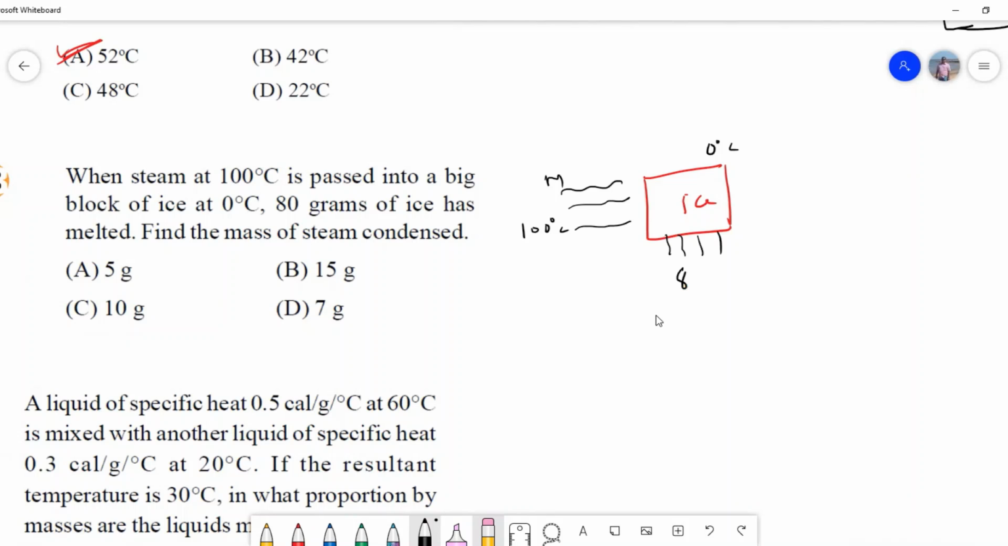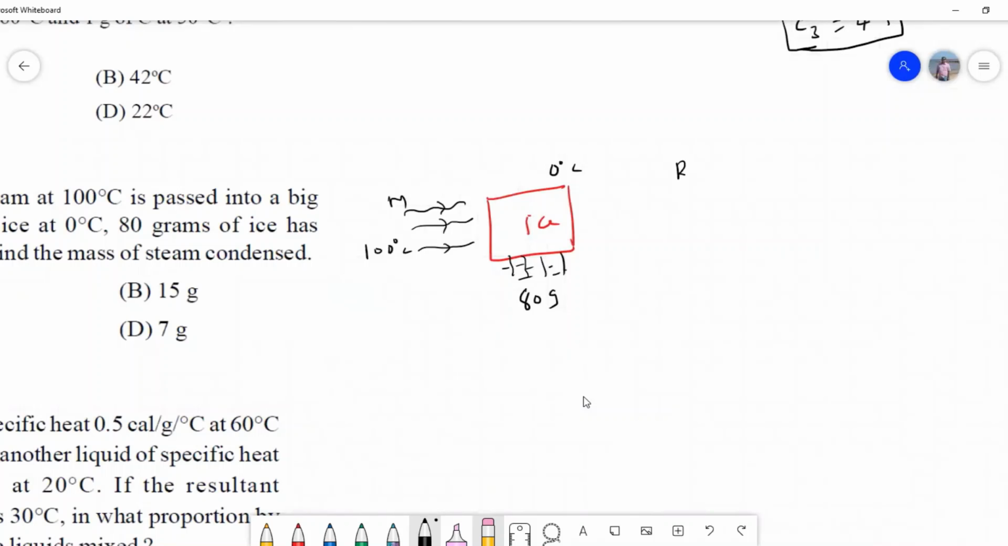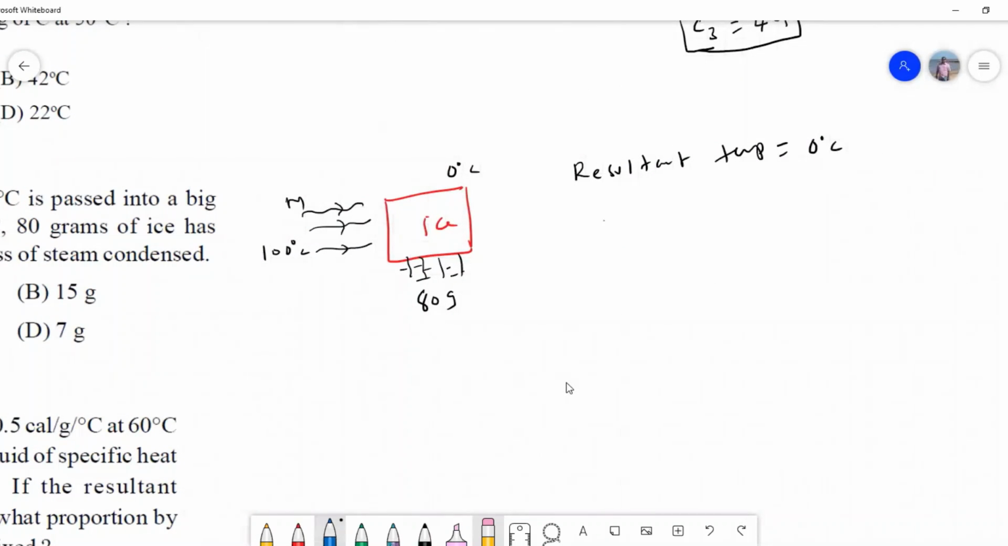So that means in this problem, we should understand that all the steam will condense into water, but all the ice will not melt. That means there is water as well as ice. So first thing is water and ice exist at 0, so the resultant temperature is equal to 0 degrees centigrade. Now let us take initially steam at 100 degrees centigrade becomes water at 100 degrees centigrade, and this water at 100 becomes water at 0 because the resultant is 0.